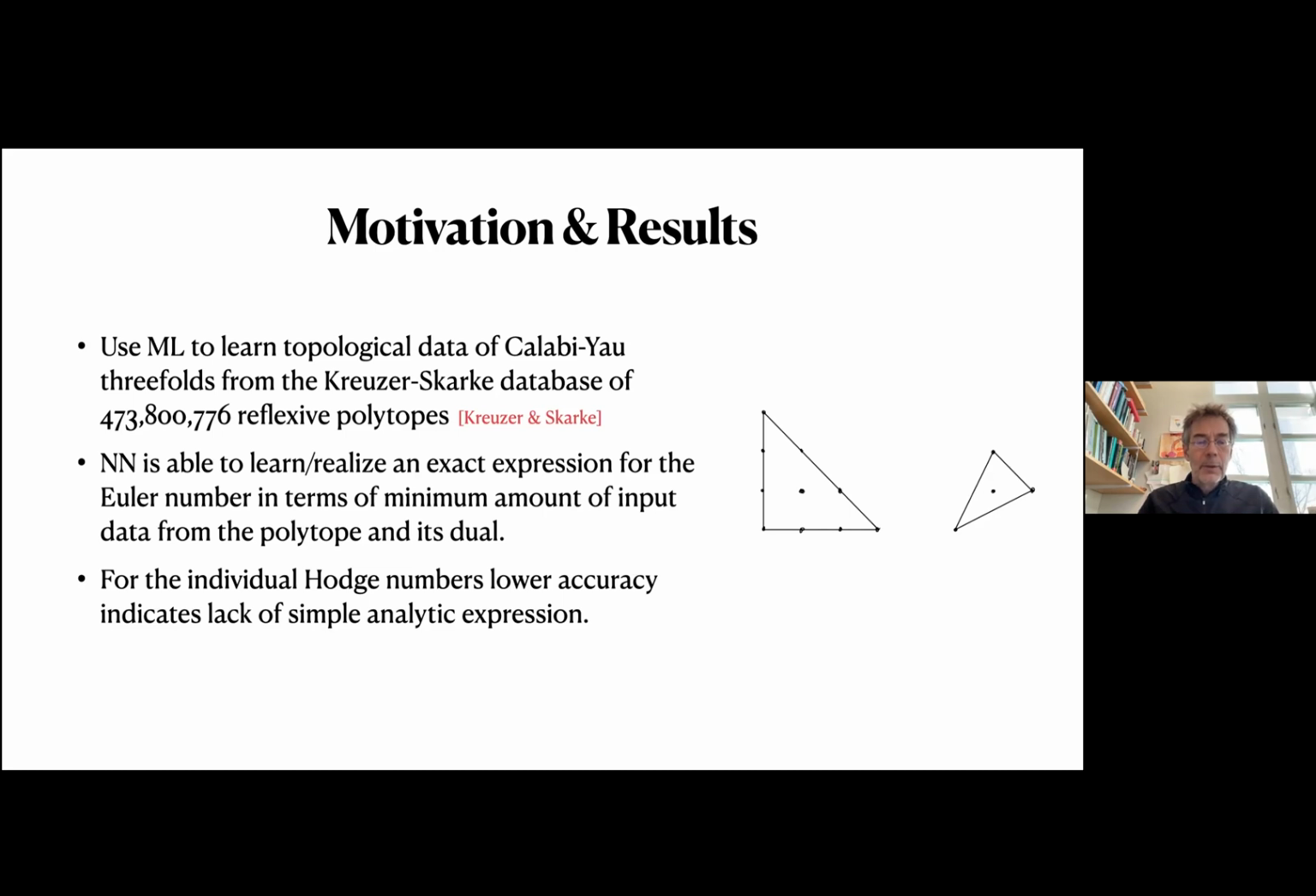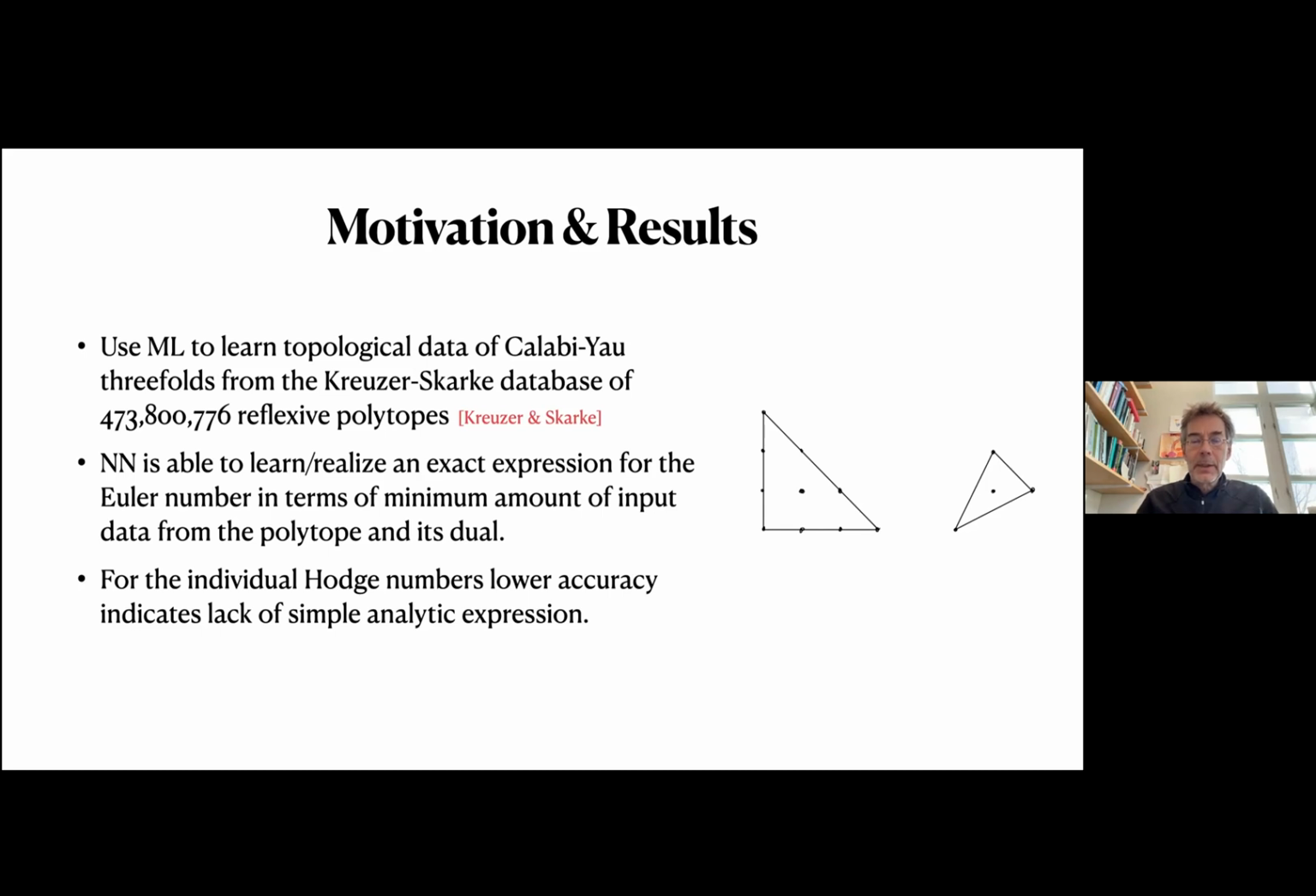And now, of course, we also try to do the same thing for the individual Hodge numbers h11 and h21. However, there is a lower accuracy as far as what the neural network can learn. And so this is indicating that there's no such simple analytic expression in terms of these 4 pieces of data.